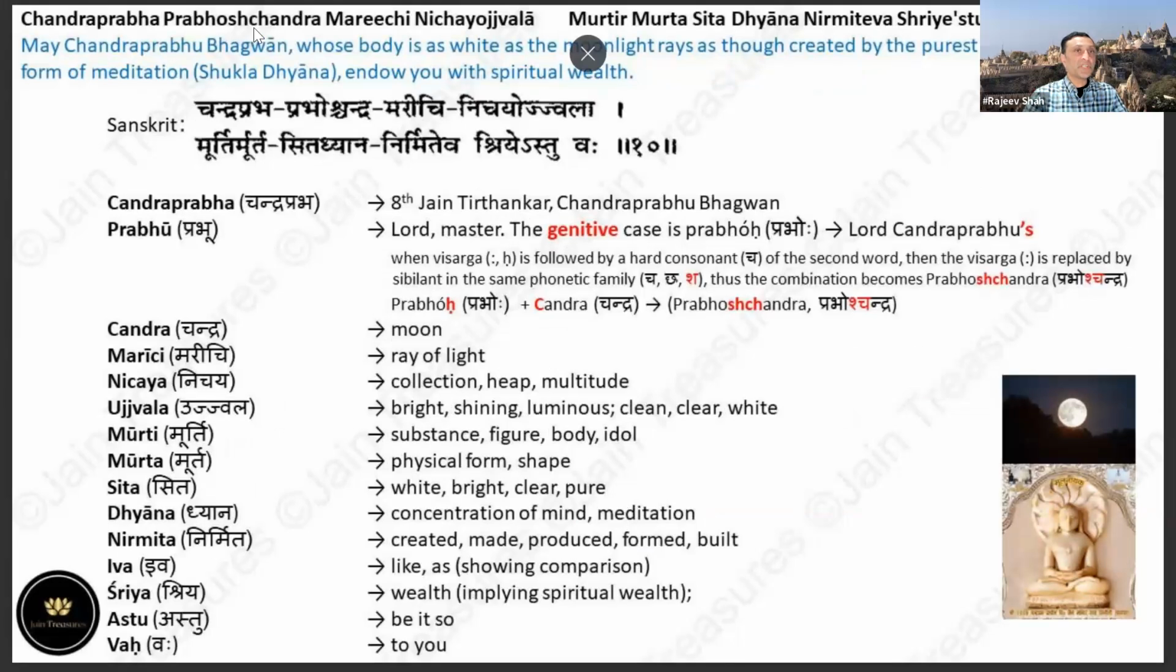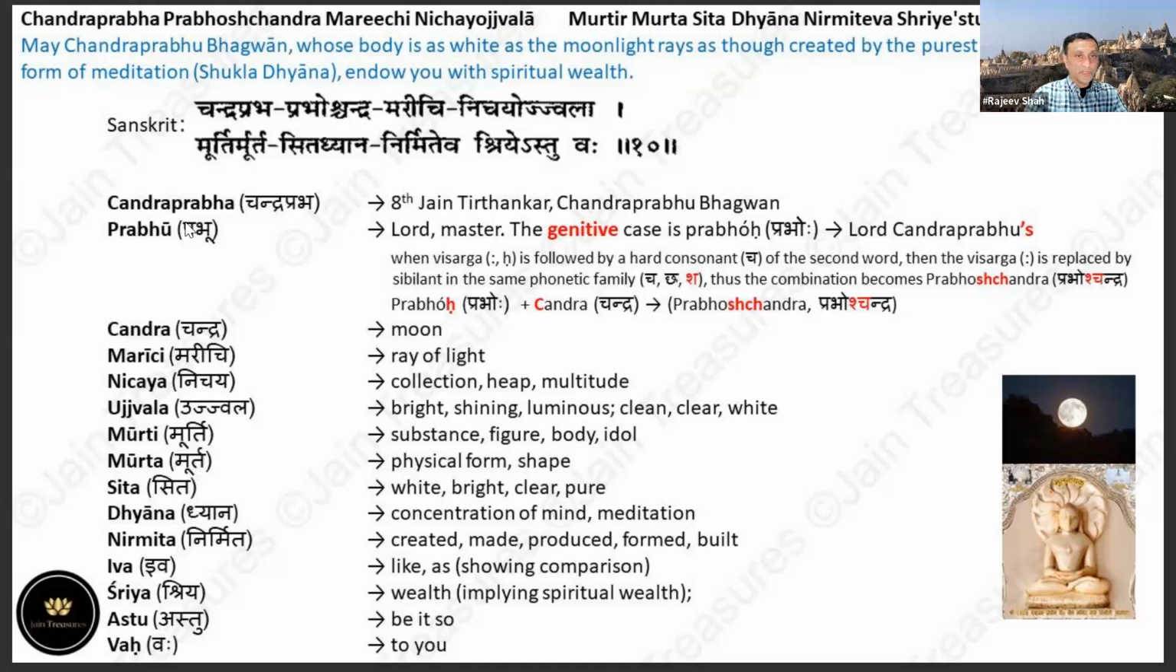Chandra Prabha, Prabhos Chandra, Marichi Nicho Yojvalla, Murtir Murta Siddhyana, Nirmiteva Shriyastuva. Again, I don't know how many of you know the Gujarati, Hindi or Sanskrit language, but as you can see here, this small inflection at the top is the R sound. So that R comes between Mu and Ti: Murtir. And then there's another inflection here, so that's Murta. So Murti, Murtir, Murta. That's how the pronunciation occurs.